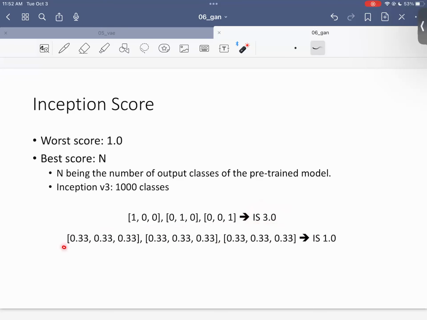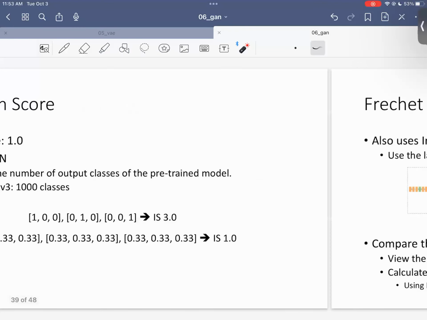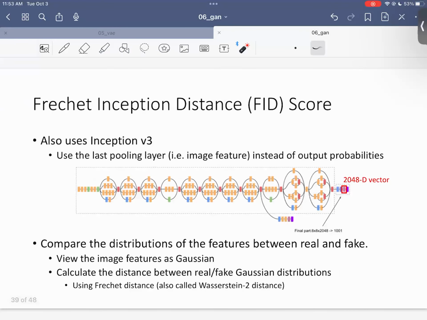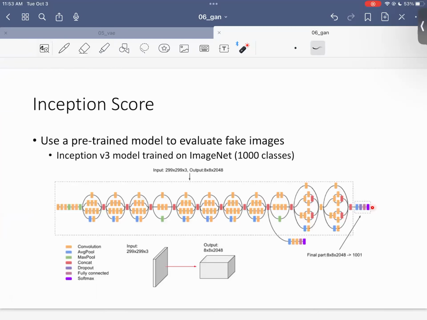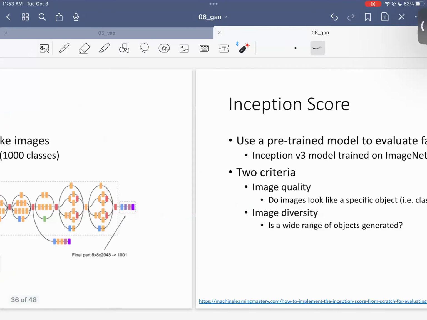Like low and high entropy individually, and this just leads to the worst inception score possible. So that's the inception score. And now we go to FID. Inception score is based on the output of your inception model, the 1,000 classes, right? So that was inception score.